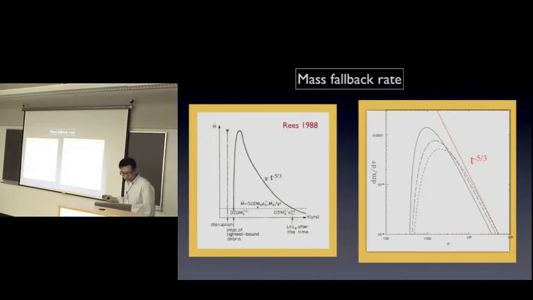So this idea was proposed in the 1970s or the 80s, and later work has considered the internal structure of a star, and they calculate what the fallback rate profile is. It looks like this, and you find the t to the minus 5/3 power law can be very accurately recovered at later times.